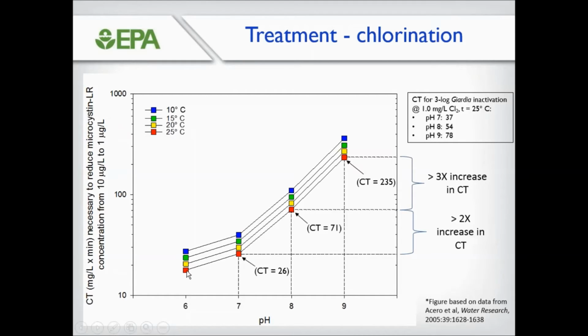I'm highlighting data from 25 degrees Celsius, which is a temperature that is more likely to prevail in the summer during the bloom season. What I want to highlight here is how the CT increases as pH increases. So increasing from pH 7 to pH 8 generates an increase in CT.